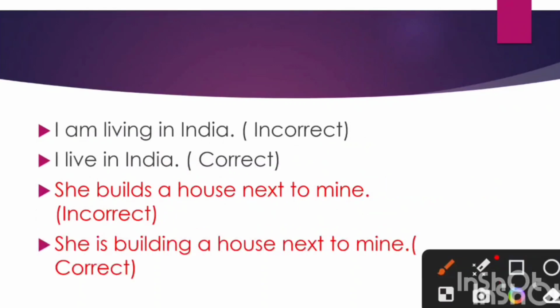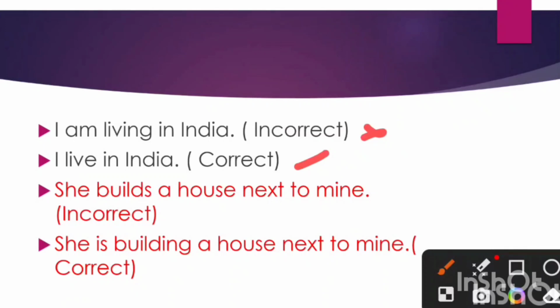I am living in India. This is incorrect. "I live in India." This is correct. What is the difference between the two? If you say "I am living in India," it means you are living there temporarily. But if you say "I live in India," it means that is your permanent residence.